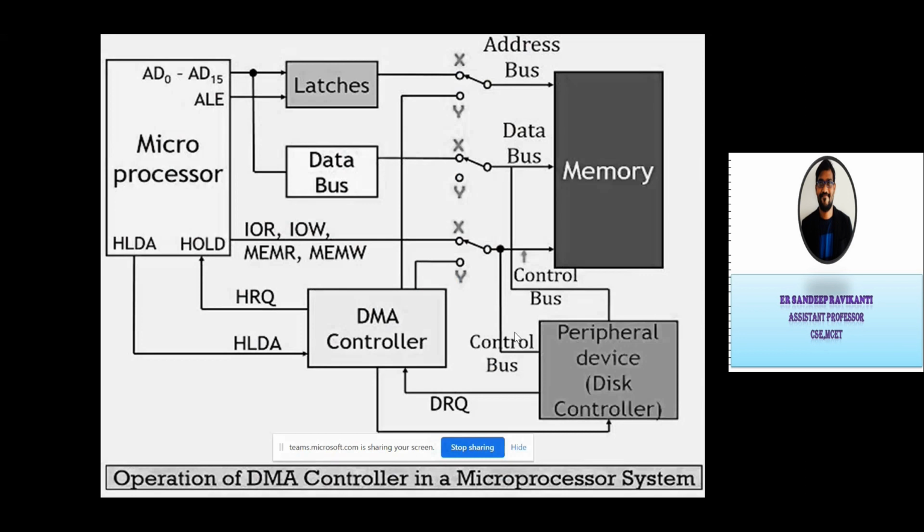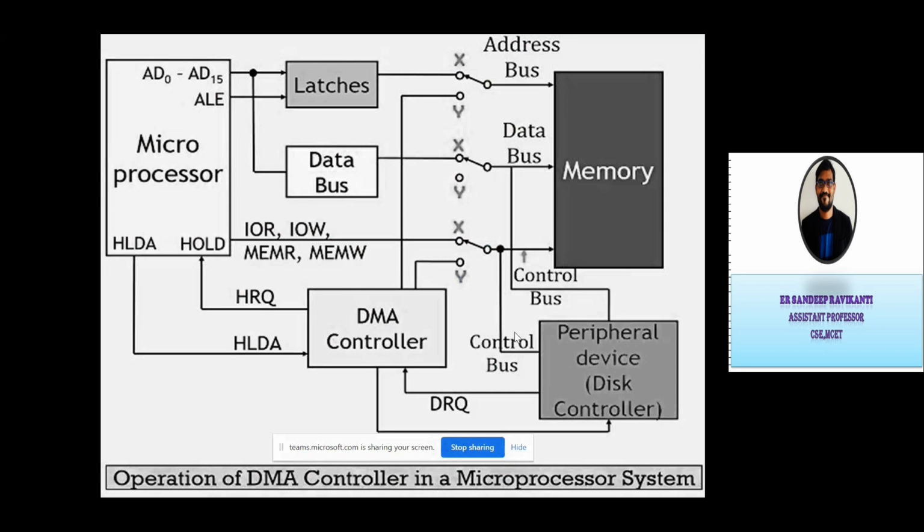As you are seeing on my screen here, we have the operation of the DMA controller in a microprocessor system. We have the microprocessor, the memory and the peripheral device. We are calling it a disk controller as well, and the key role is taken by the DMA controller. So here we have some of the signals related to the microprocessor, hold and hold acknowledgement, wherein the 2 pins of the microprocessor, hold and hold acknowledgement, are directly connected to the DMA controller.